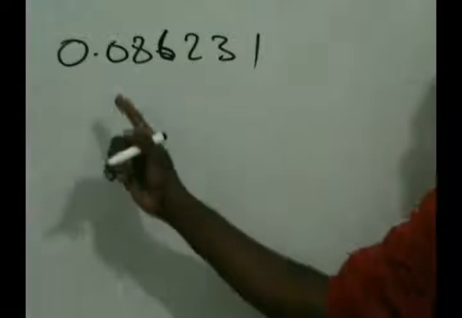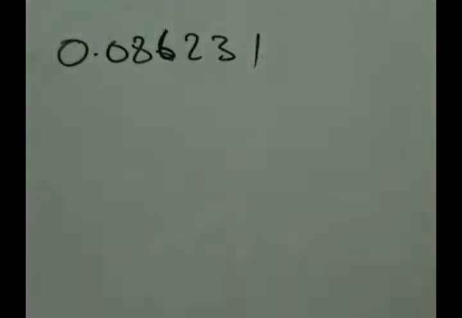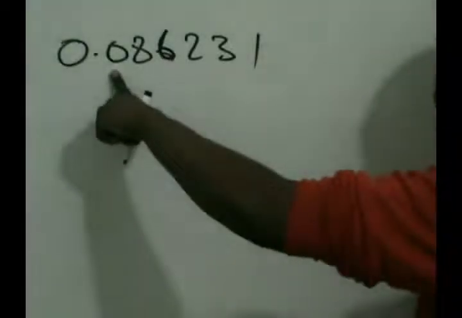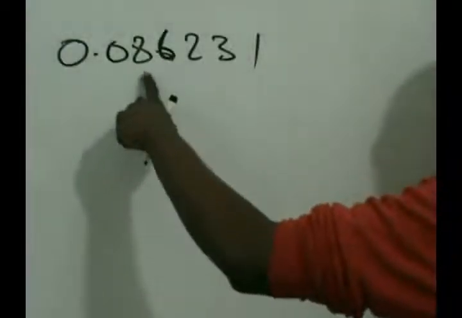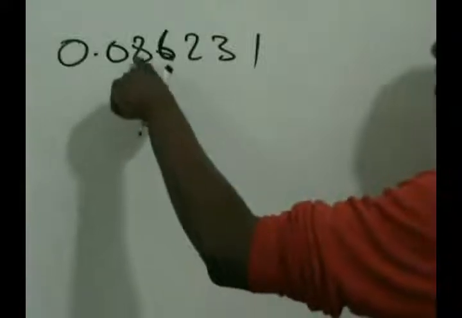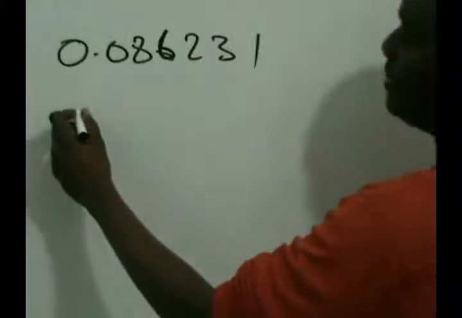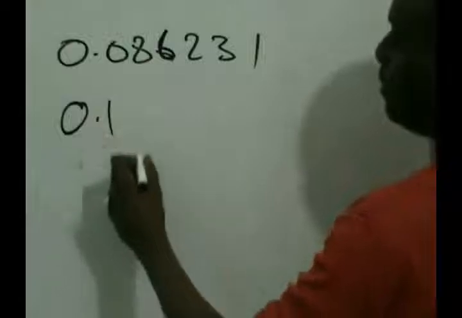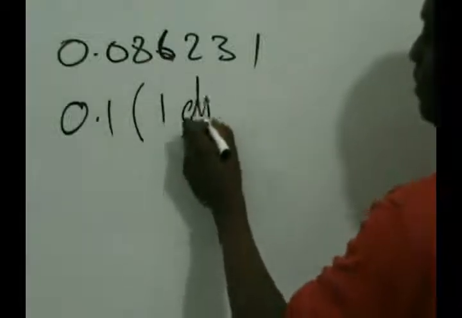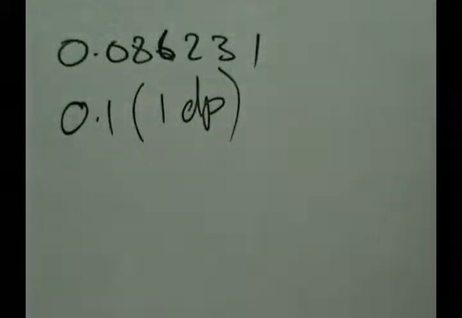So 0.086231 to one decimal place. Watch it now. Your first decimal place is 0. That wouldn't change. 0 followed by 8. It means then that we have to add 1 to this 0. So that this would actually end up being 0.1 to one decimal place.